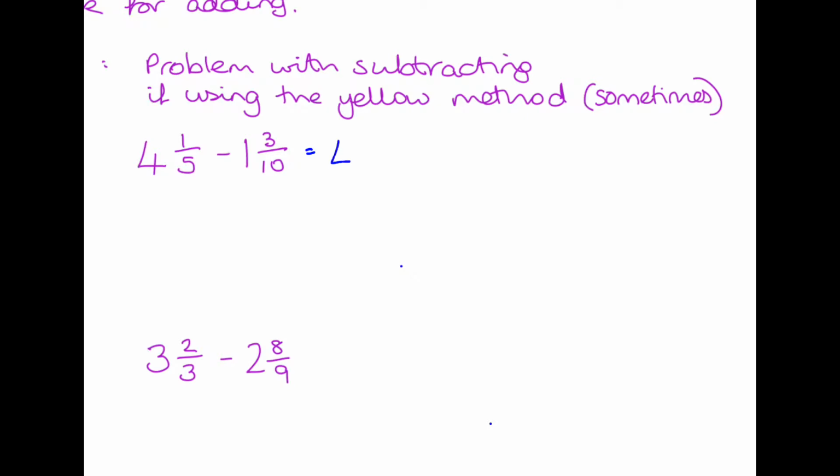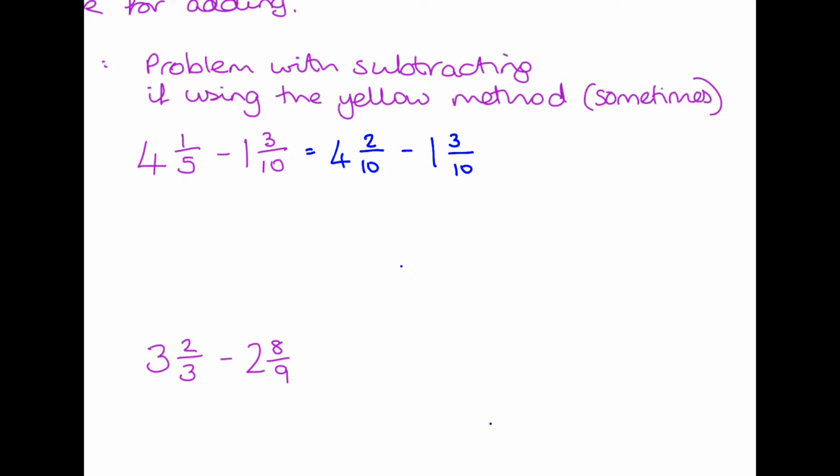So we've got 4 minus 1. Okay, so we're going to find now our common denominator for 5 and 10. That's going to be 10. And we've multiplied 5 by 2, so we need to multiply the 1 by 2. And then we've not done anything to the 10, so we don't do anything to the 3.